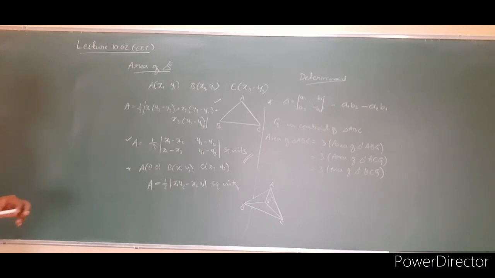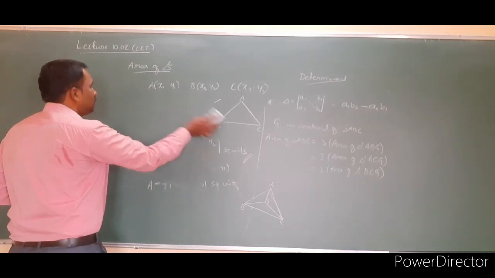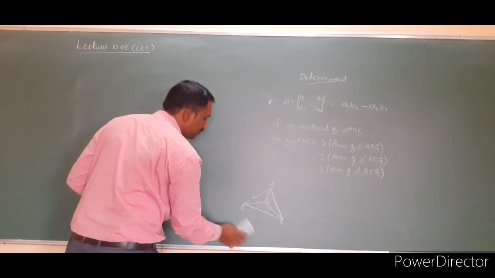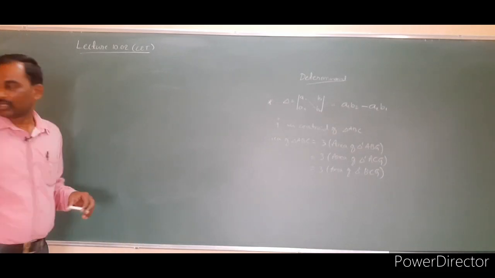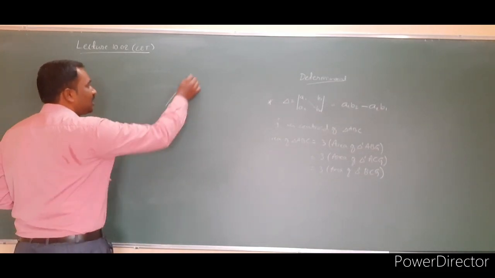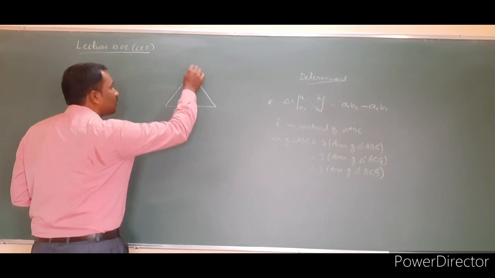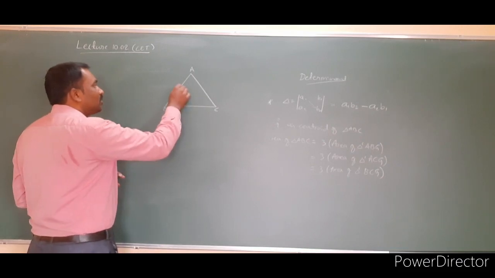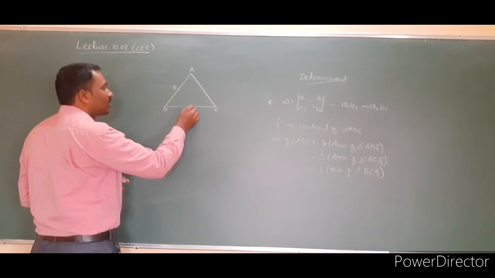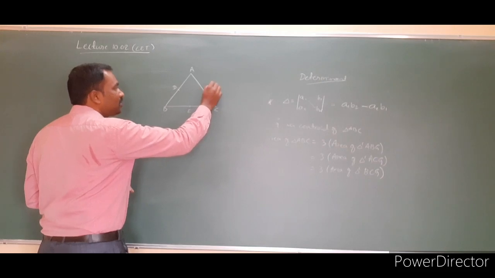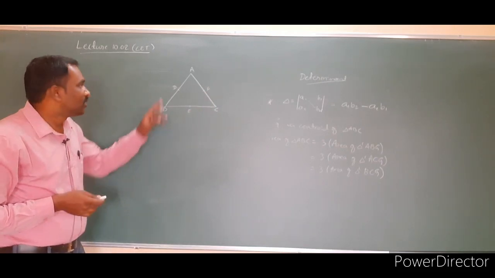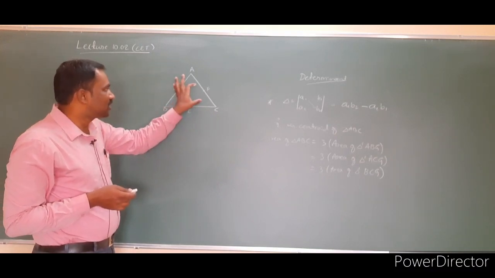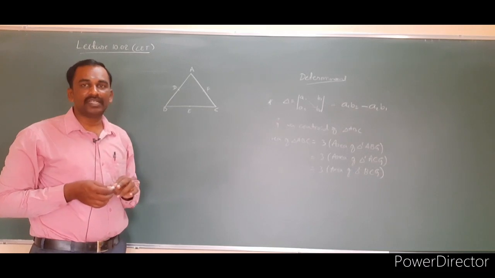Now one more very important point. Suppose D, E, F are the midpoints of the triangle ABC. Suppose in a triangle ABC, ABC is the given triangle. Here D is the midpoint of AB, E is the midpoint of BC and F is the midpoint of AC.